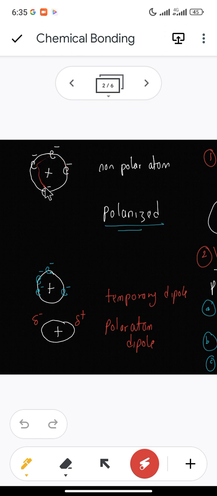Electrons don't stay at a particular position. They are always moving. So there will come a point in time when some of the electrons will be tightly packed at a side, and the others will be deficient. So the side that is packed with electrons, or electron rich, is going to be the slightly negatively charged side. So we call this a temporary dipole because the electrons can still move back to their original configuration. So this has become a temporary dipole.